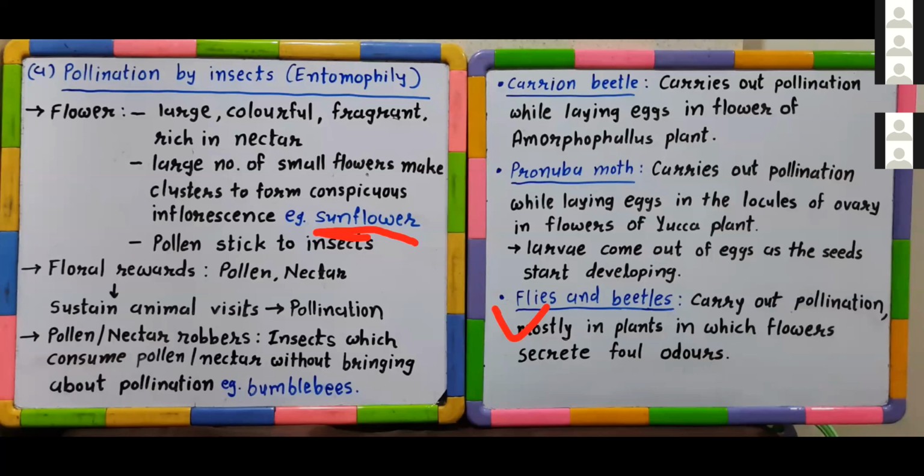To sustain the animal visits means to make sure that animals frequently visit these flowers. There has to be certain rewards. We call them the floral rewards, in the form of nectar or in the form of pollen. Nectar and pollen grain are the usual floral rewards. For harvesting these rewards, the animals or the insects will visit from one flower to another flower, and in that process they come in contact with these anthers, and many a time pollen grains stick to them and they transfer them to the stigma of another one. So that's how they carry out the pollination.